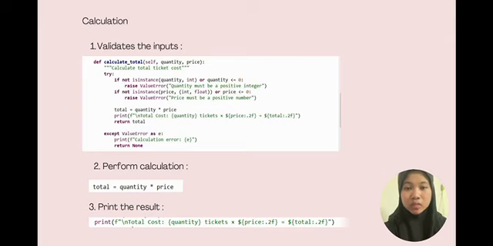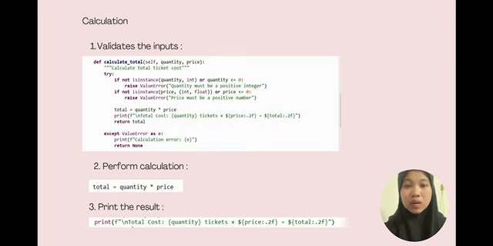So I want to explain about the calculation for this program. The first one, this part is for validating input. This ensures quantity is a positive integer. And second, to ensure price is a positive float or integer.